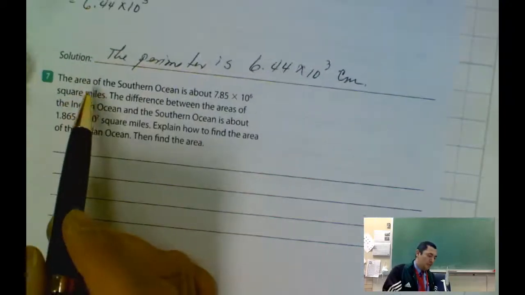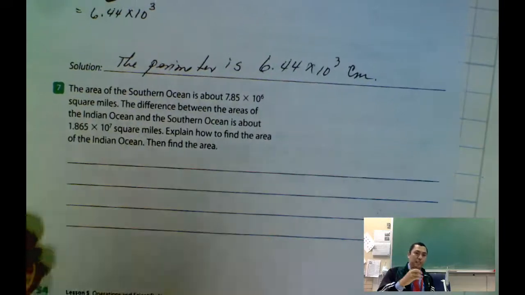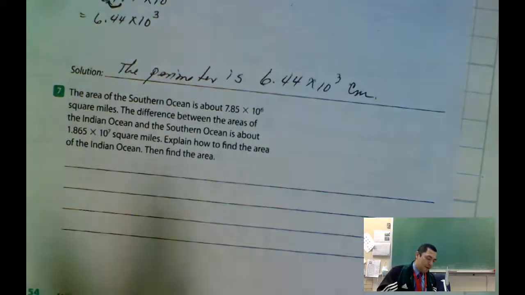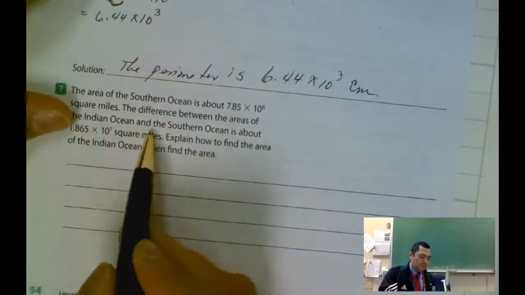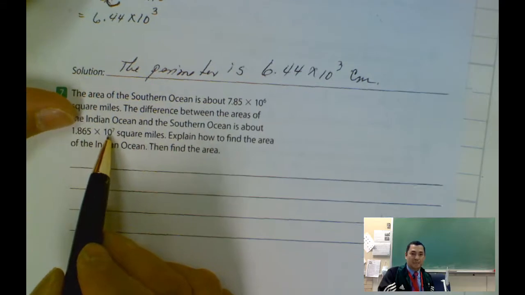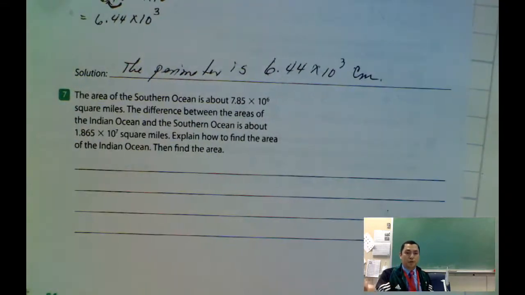Okay. Last problem, they are asking me for the area. The area in the Southern Ocean is about 7.85 times 10 to the 6th power square miles. It's an area, so the miles are square. The difference between the areas of the Indian Ocean and the Southern Ocean is about 1.865 times 10 to the 7 square miles. Explain how to find the area of the Indian Ocean, then find the difference. So we're going to explain.